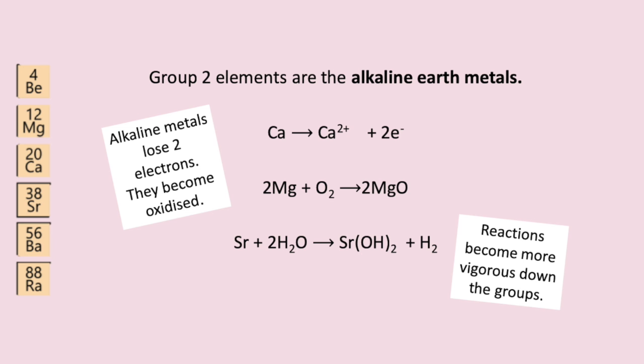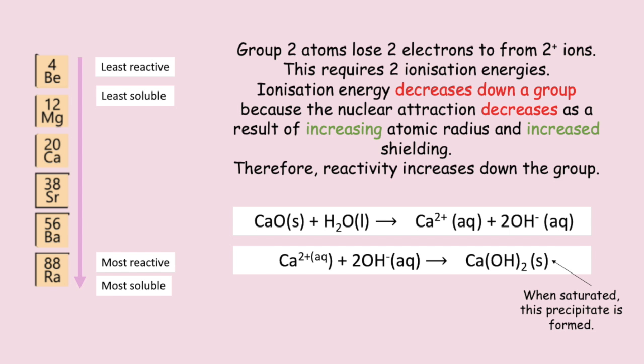Group 2 metals also form metal oxides, such as MgO. Group 2 elements can also react with water to form an alkaline hydroxide and hydrogen gas. The reaction becomes more vigorous the further down the group you go. Reactivity increases down the group. Group 2 atoms lose 2 electrons to form 2+ ions. This involves 2 ionization energies. Remember, ionization energy decreases down the group because the nuclear attraction decreases as a result of increasing atomic radius and shielding.